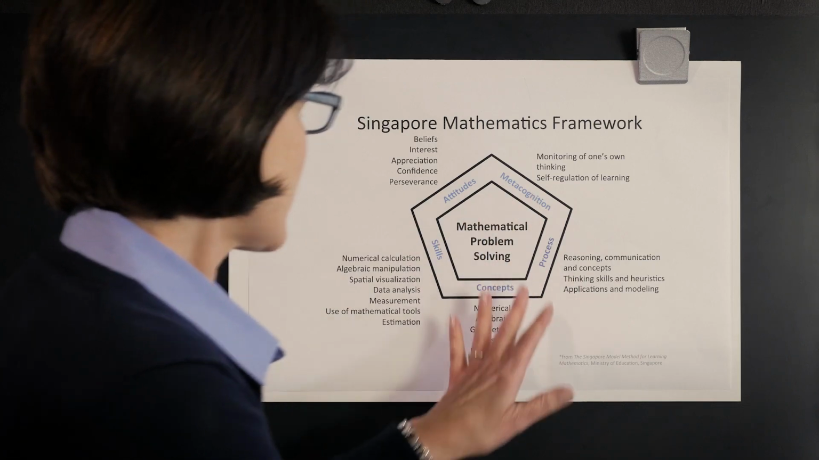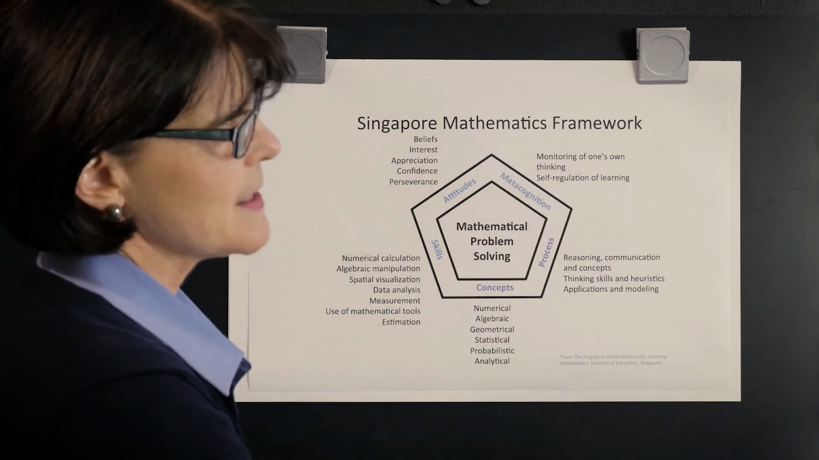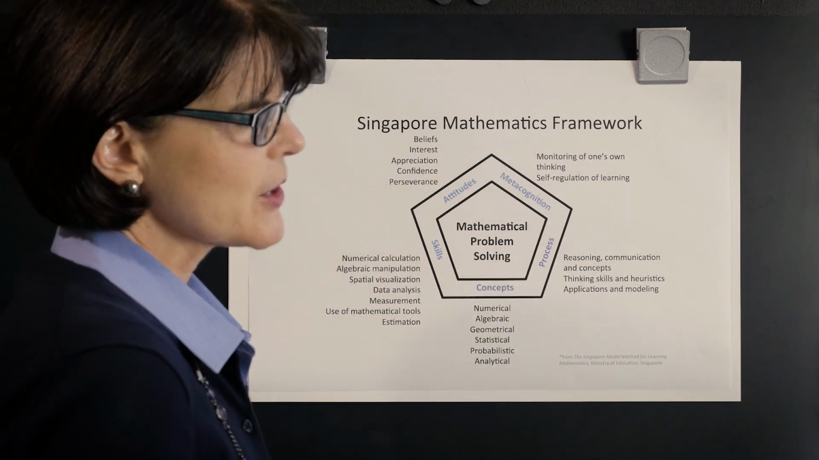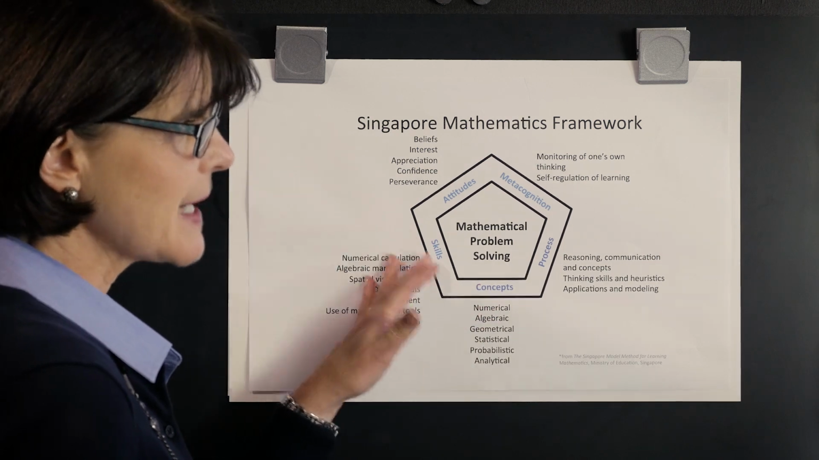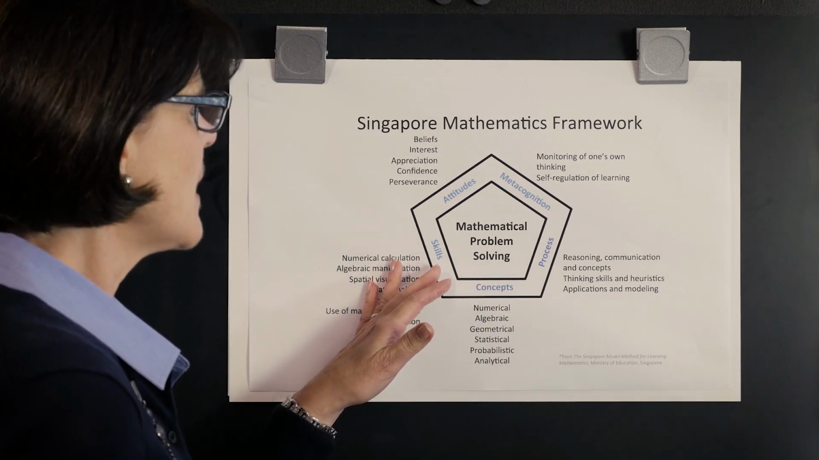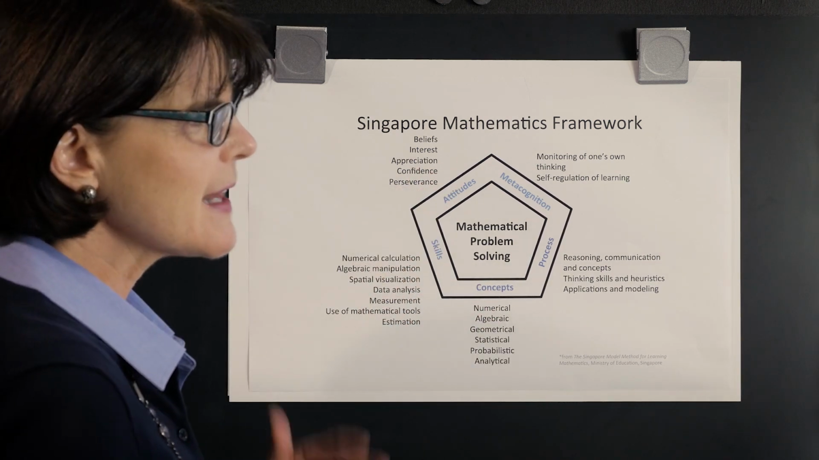And so in this mathematical framework, all of this is part of what we think about when we're teaching Singapore math. It's not just teaching the concepts or making sure they can work through the procedure. But what about their attitudes? How do they think about thinking? How can they reason through or apply thinking skills or heuristics when the answer to a problem is not obvious? So we want to think about all of those things.